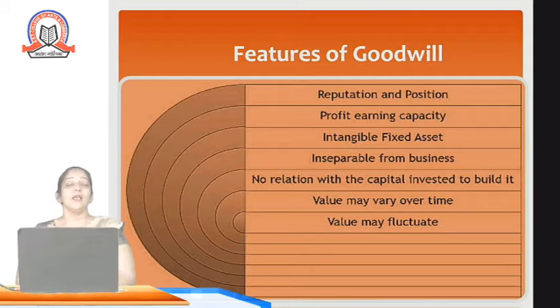Now, if we come to the next part, which is features of goodwill. What are the characteristics relating to goodwill? It is a kind of reputation or position of the company in the market. It is the name and fame which a company earns over a period of time. Then we have profit earning capacity. With the help of goodwill, we will find out the company's capacity to earn profit over a particular period.